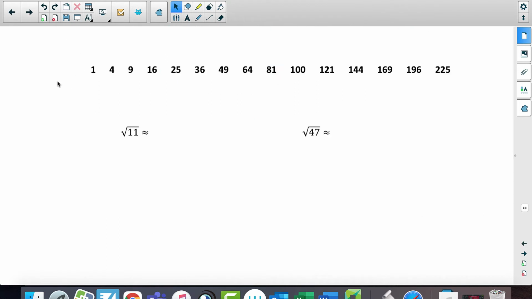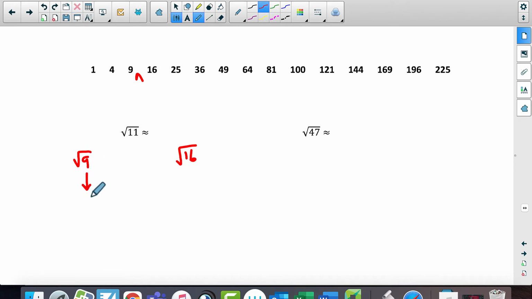So, if we wanted to know what the square root of 11 is approximately, here's my first 15 perfect squares. I ask myself, where does the square root of 11 fall on this list? Well, it falls right in there, doesn't it? Right between 9 and 16 comes 11. So, let's figure out what the square root of 9 is, and the square root of 16. Well, those are no problem because those are perfect squares. You're going to get nice whole answers.